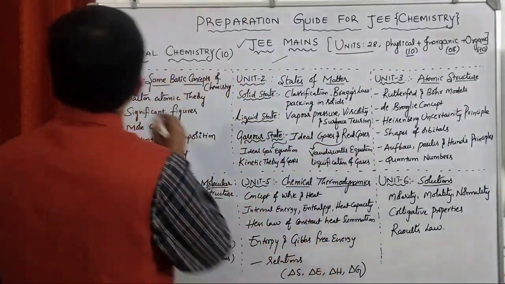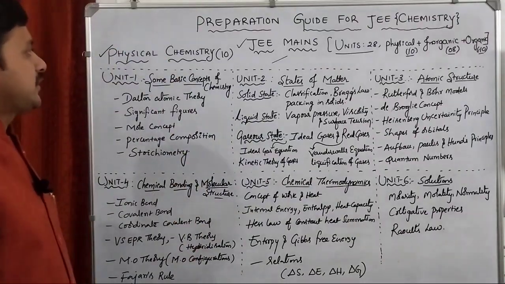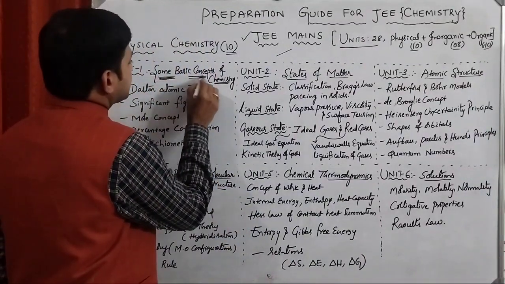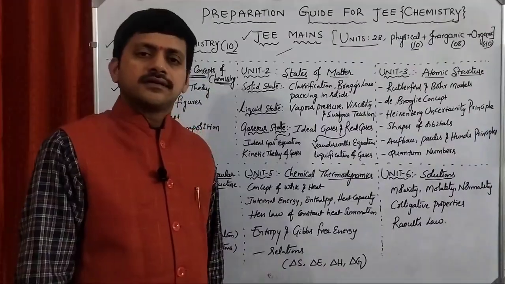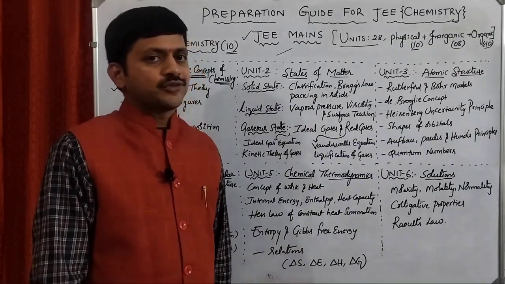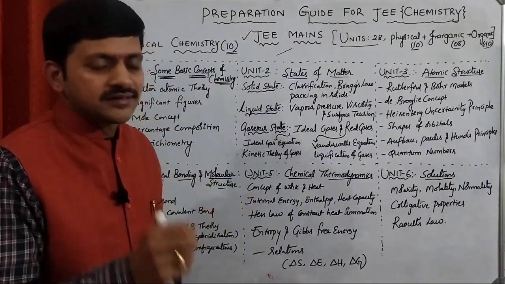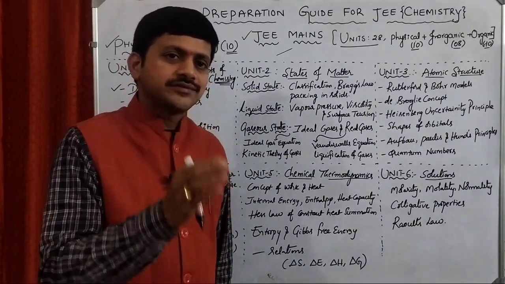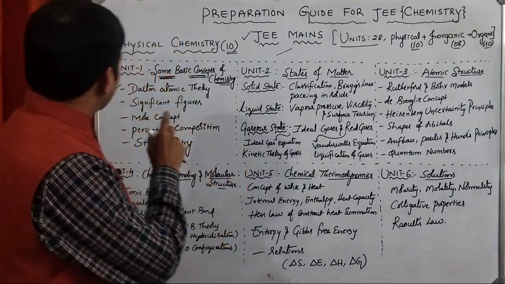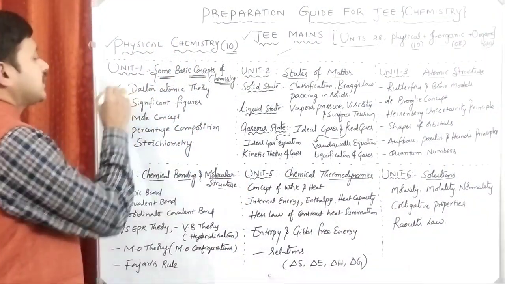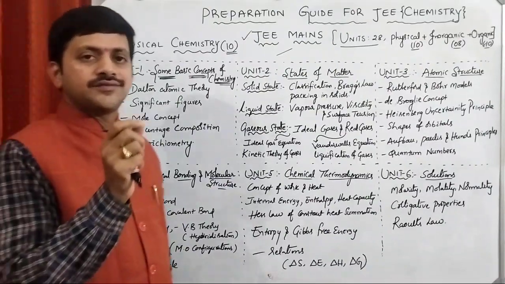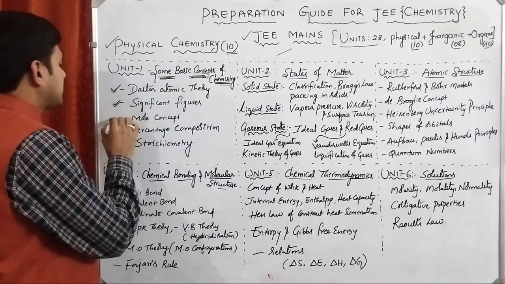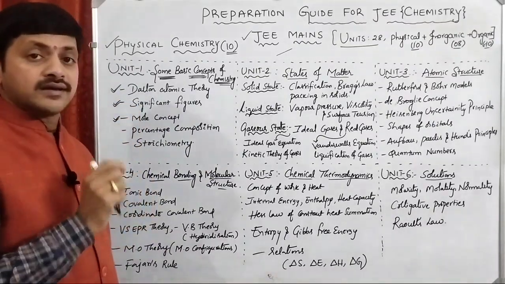Okay. The first portion, physical chemistry. Let's start from unit 1, some basic concepts of chemistry. The name itself indicates basic concepts of chemistry. The first unit is mainly concentrated on the basic concepts. We need not go through all the syllabus available for the first unit. Here are some of the important points. The first one is Dalton atomic theory, the first theory for the atomic structure. Second one, significant figures. The third and very important one is the mole concept.